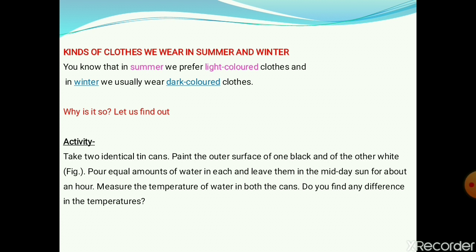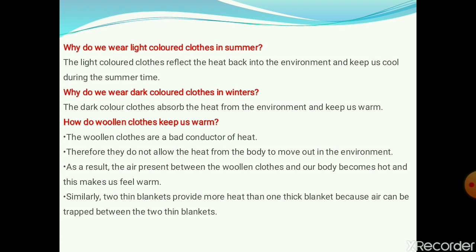Take two identical tin cans, paint the outer surface of one black and of the other white. Pour equal amounts of water in each and leave them in the midday sun for about an hour. Measure the temperature of water in both the cans. You can find a difference in the temperatures. Now you can understand why we use dark colored clothes in winter and light colored clothes in summer.